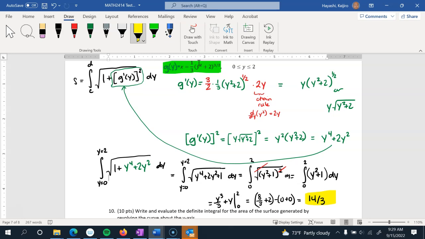So the length of this curve, whatever it looks like, you don't actually have to know what it looks like in order to be able to do it, is 14/3. It's 4.6, 4.7.